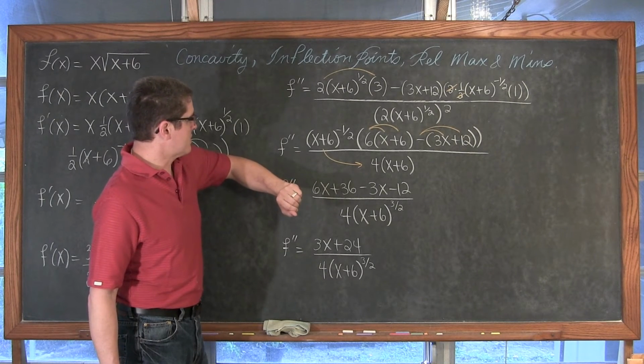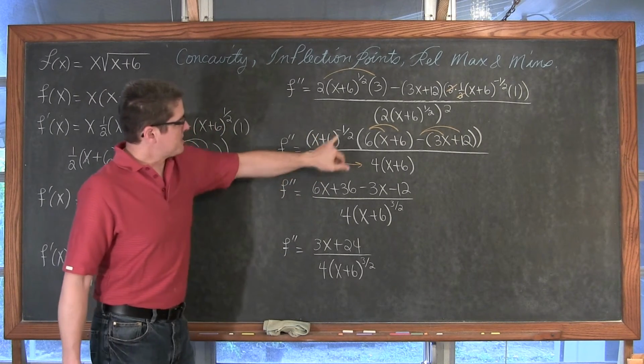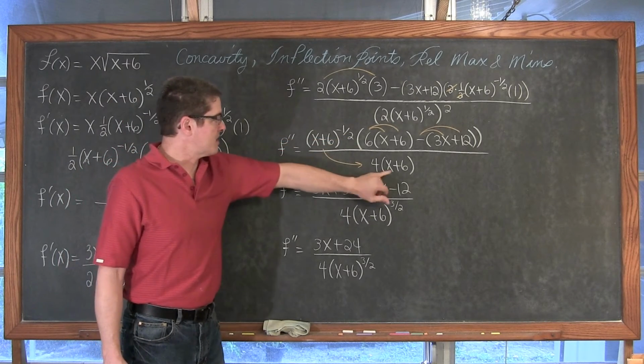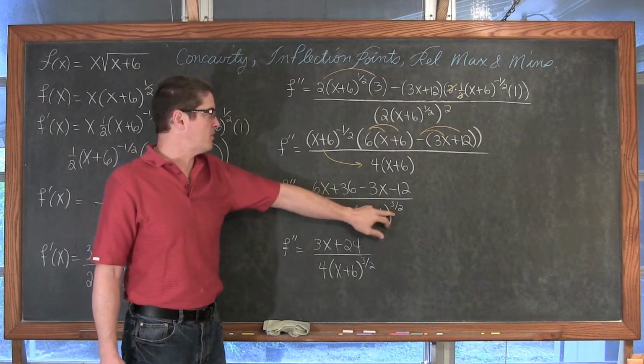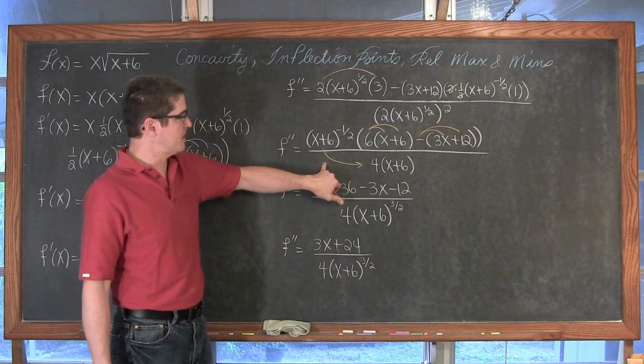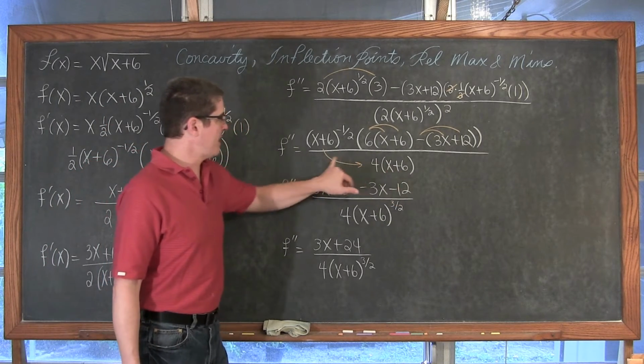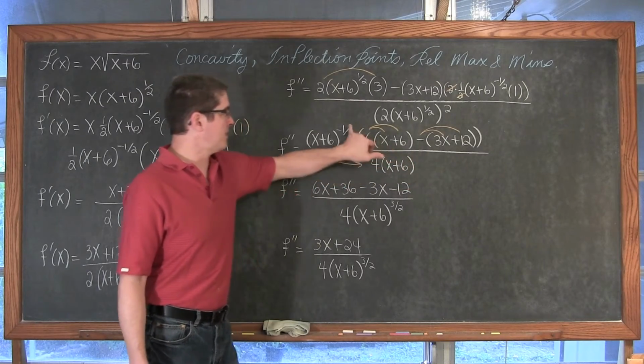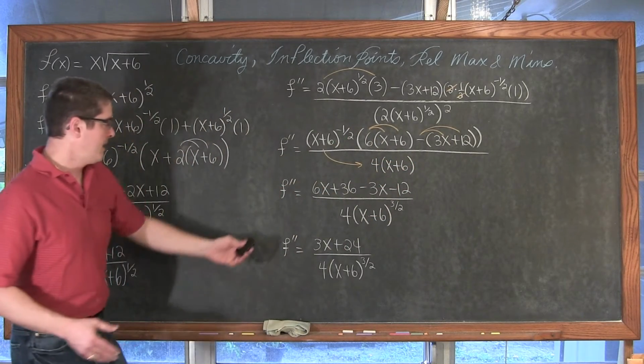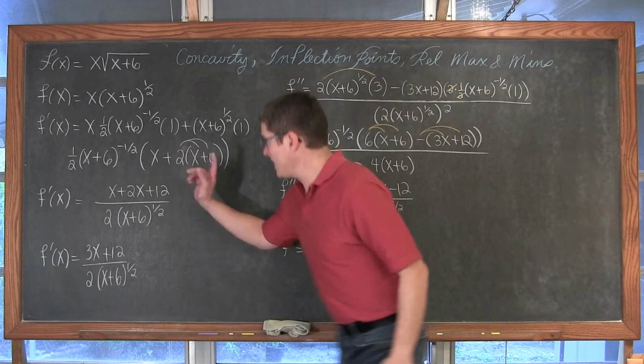And what else did I want to show you? Oh, when I bring this x plus 6 to the negative 1/2 down to the denominator, where the 3/2 came from was, again, I'm bringing this down. When I bring it down, it's going to be x plus 6 to the 1/2 power. And when you multiply like bases, you add the exponents. So 1 plus 1/2, of course, is 3/2. And now we have our second and our first derivative.